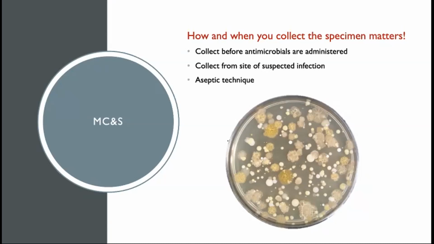And then it's a good idea also to avoid certain sites when taking a blood culture. So the femoral vein is not great for blood cultures. Peripheral lines or sites that are just above a peripheral line are not good for blood cultures. And avoid taking multiple sets from the same site.